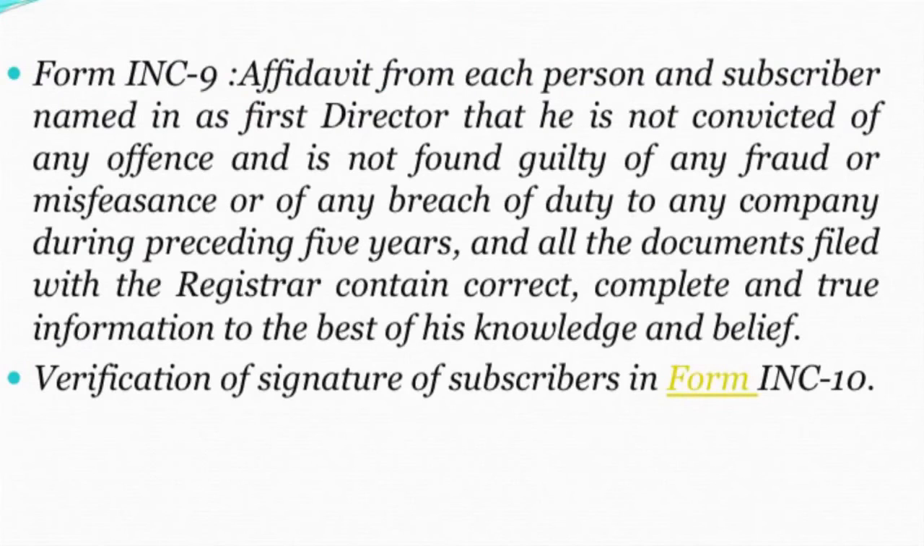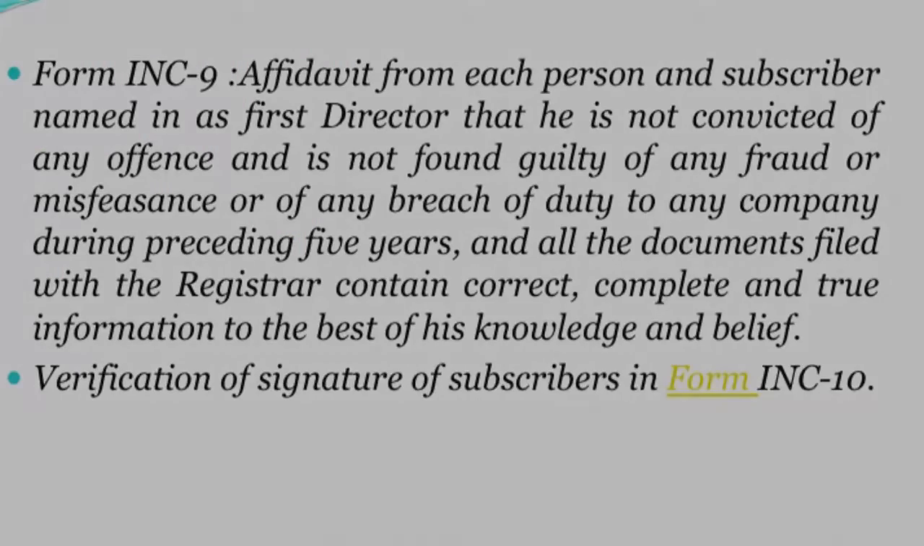INC-9 is the next form which we need to sign, which is an affidavit from each person and subscriber named as a first director that he is not convicted of any offense and is not found guilty of any fraud or misfeasance or any breach of duty to any company during the preceding 5 years, and all the documents that they have filed are correct to their knowledge. The concerned director who is signing needs to understand this well, and only then should it be signed.